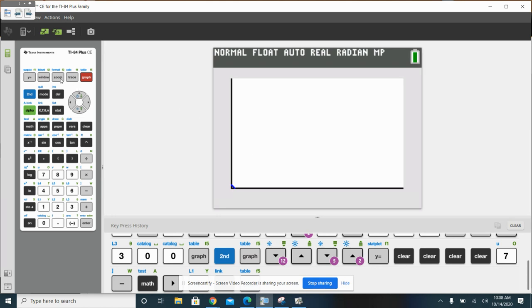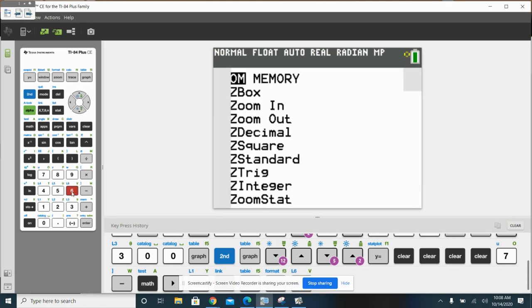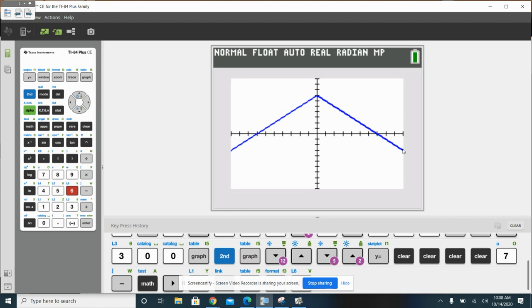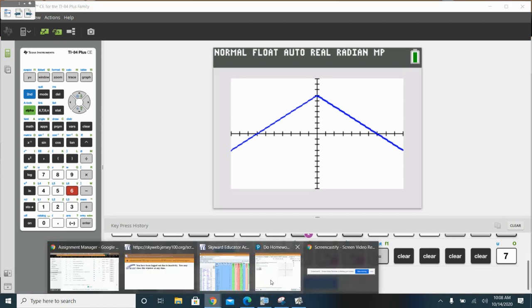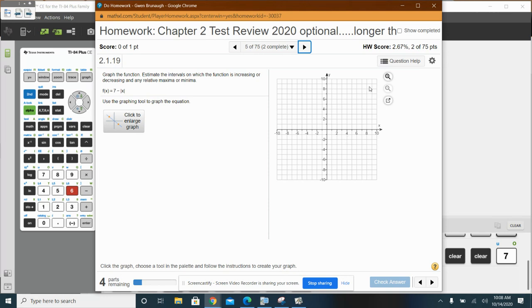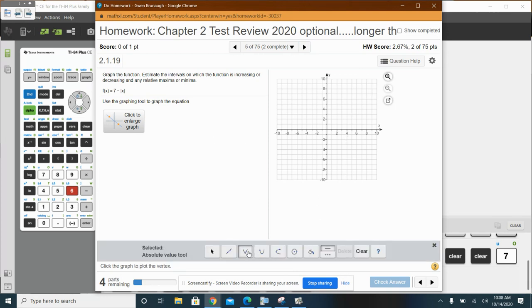That is a bad zoom, so let me fix my zoom up, zoom 6. Okay, so there's the graph. So it's up 7, like I said, and it will be a V-shaped graph. So up 7. It's a regular slope, so just over 1, down 1. That's the graph.